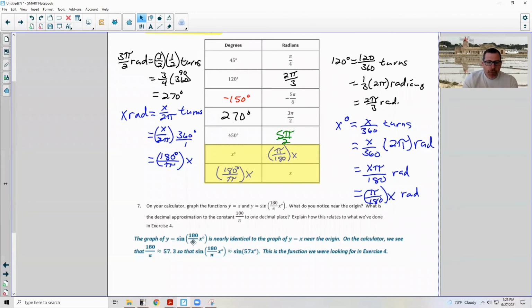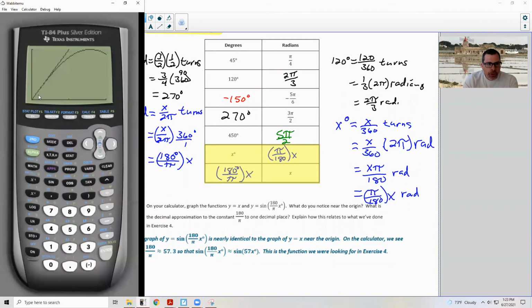Okay, so the graph of y equals sine of (180/π)x is nearly identical to the graph of y equals x near the origin. As you can see, they're right there on top of each other. And then finally the sine slows and comes to a stop and then declines.